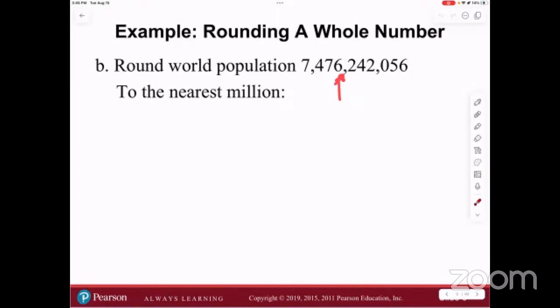And the 6 stays as... I don't know why I keep saying 6. I'm also just waking up. I was in a deep nap.